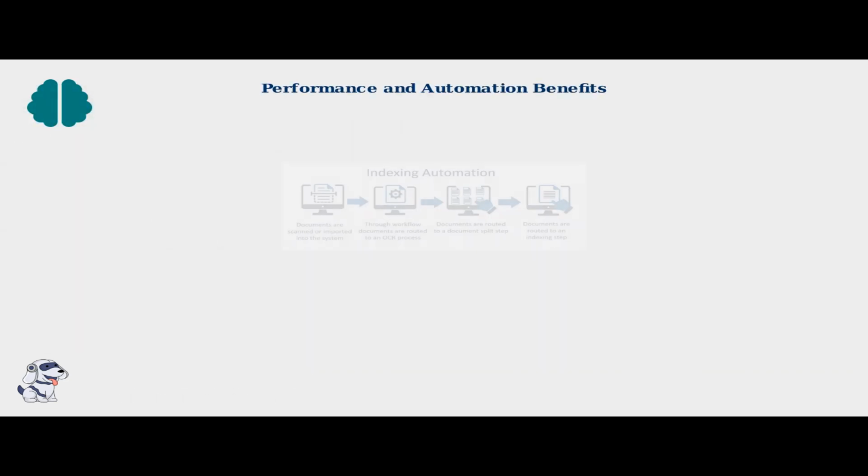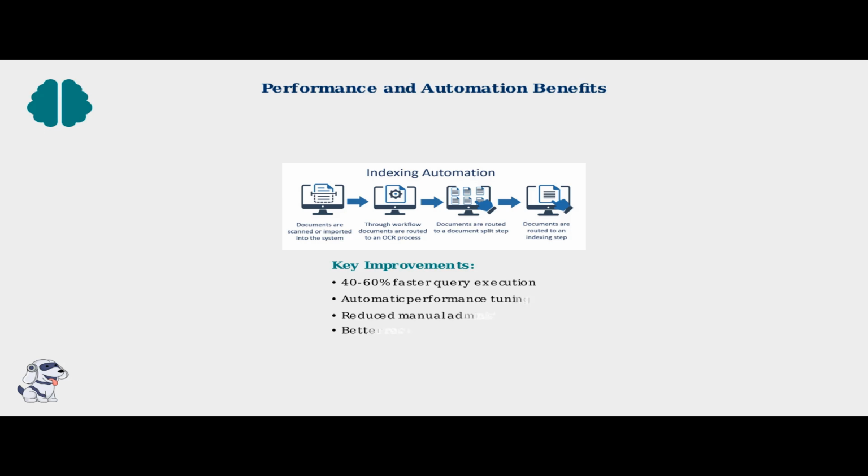These modern database technologies deliver significant performance improvements. AI-driven optimization can reduce query execution time by 40 to 60%, while automation reduces the need for manual database administration. These trends represent the future of database technology, where artificial intelligence handles complex optimization tasks automatically, making databases more efficient and accessible for machine learning applications.